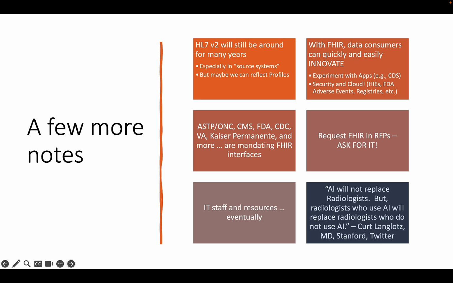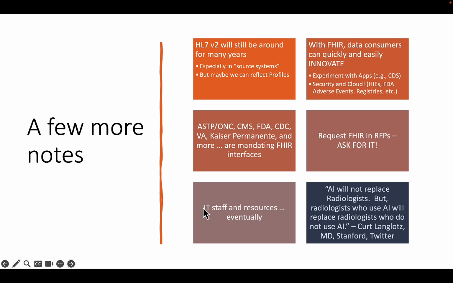ASTP, also known as ONC, CMS, FDA, the CDC, the VA, even Kaiser Permanente, for example, and others are mandating FHIR interfaces. There's two ways you can get systems or a person to do something. It has a stick and a carrot. This is the stick. The other thing that FHIR mandates will enforce is some of the quality reporting back to the CMS. As we do more and more quality reporting via FHIR, and it proves to be cheaper and faster using FHIR to CMS, I think that'll be another reason for it to take off.